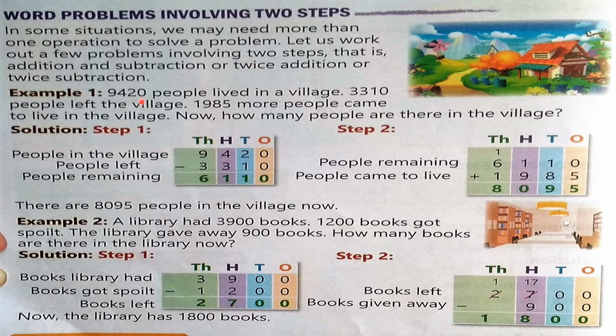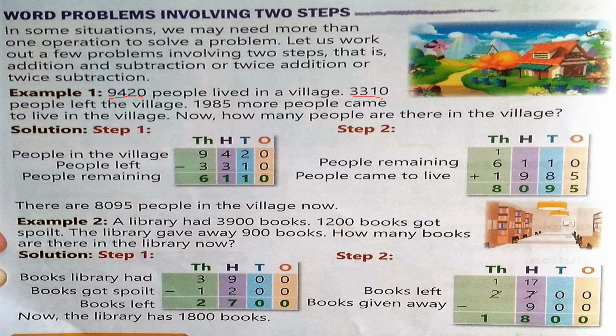Okay, so 9420 people live in a village, 3310 people left the village, and 1985 more people came to live in the village. Now how many people are there in the village? Before, how many people were there? Before it was 9420 people. Out of these, 3310 people left the village.